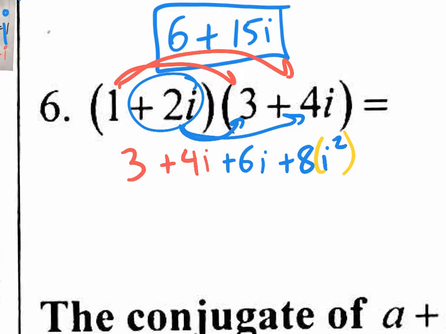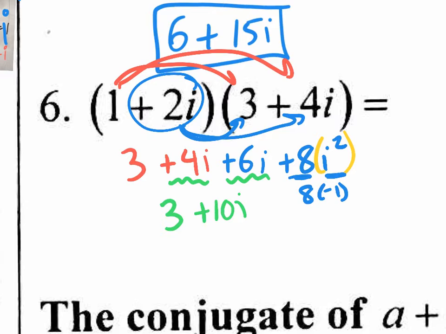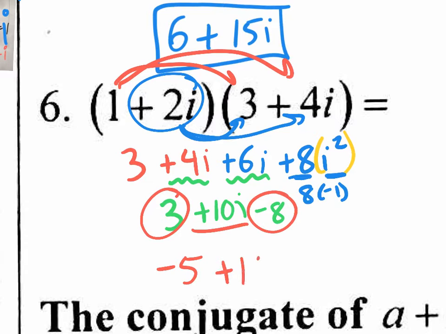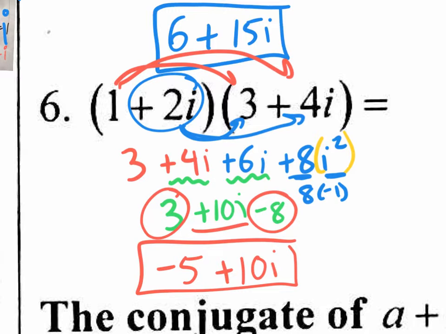Negative 1. So what we really have here, after combining the like terms, the 4i with the 6i, is a 10i right there, positive 10i. We also have a 3 out here in the front, and we really have the 8 times negative 1. 8 times negative 1 is what? Negative 8. So I really have 3 minus 8 plus 10i. What's 3 minus 8? Negative 5. Plus 10i, you can't really combine it. They're not like terms. There's your answer. You want your real part first, your imaginary part second.